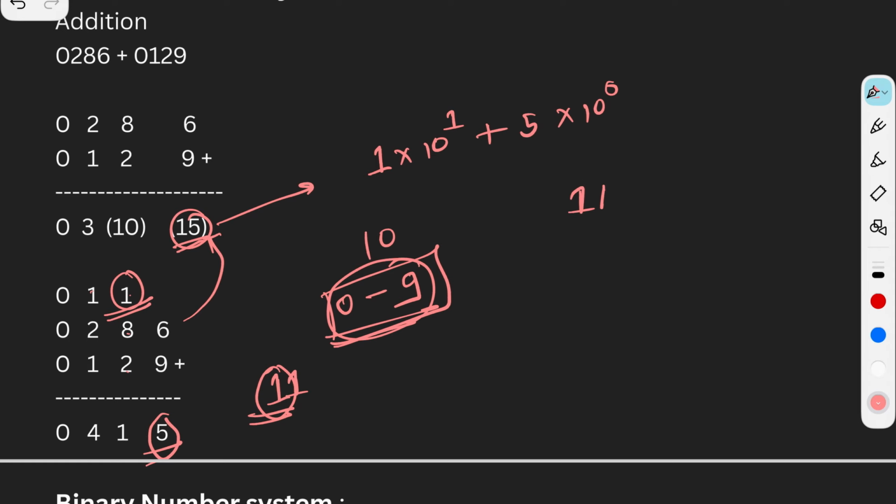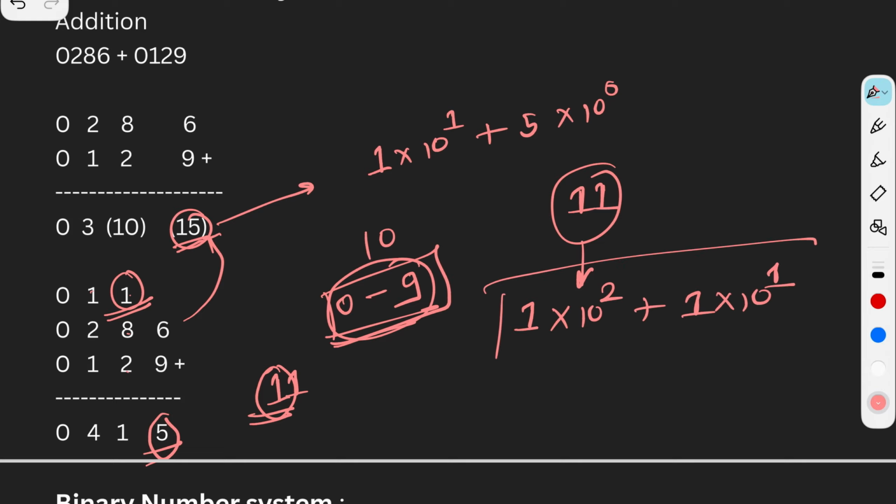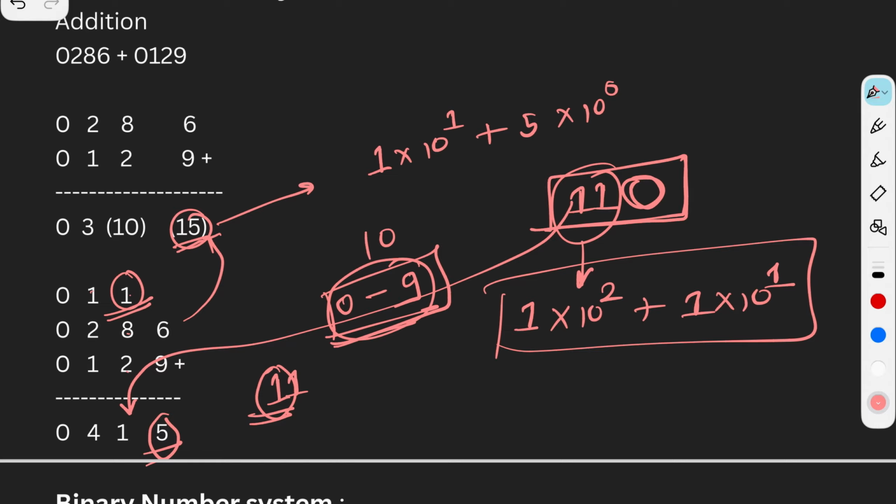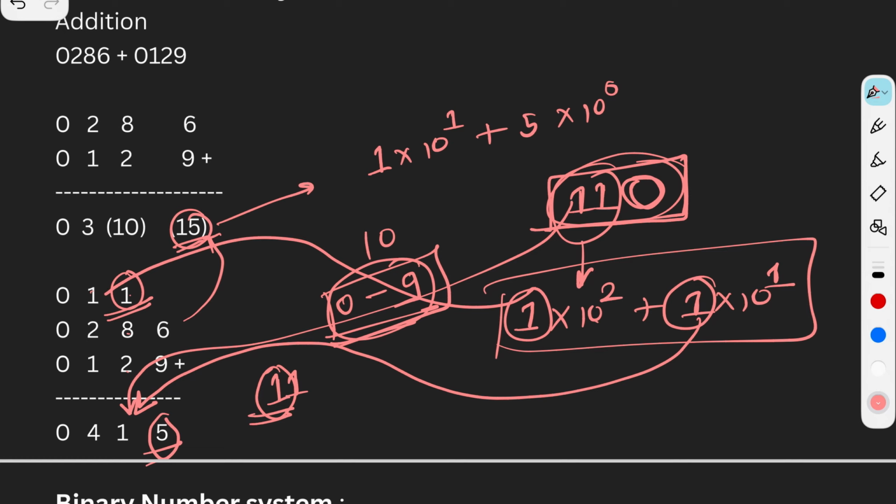Now 11 is already at tens place, correct? So this number can be represented as 1 into 10 to the power 2 plus 1 into 10 to the power 1. Remember 11 is already at tens place. So 11 into 10, 11 at tens place is going to be 110. Now this 110 can be represented as 1 into 10 to the power 2 plus 1 into 10 to the power 1. This one can go to the tens place, no problem. But this one can go to the 100 place because it is getting multiplied by 10 to the power 2. Makes sense, right? So now you have 1 passed to 100 place, that is the next place.